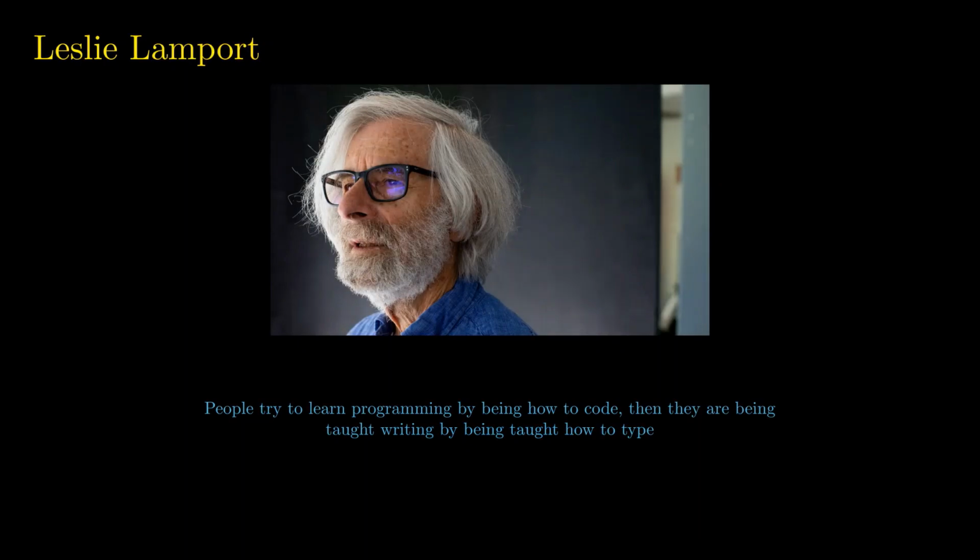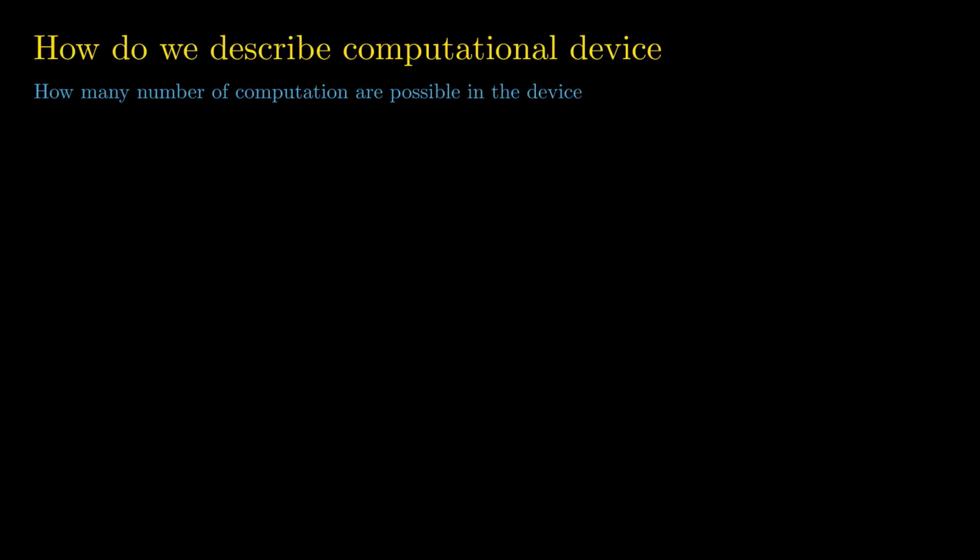I guess you know Leslie Lamport, ACM Turing Award winner. He said, people try to learn programming by being taught how to code. It is like being taught writing by being taught how to type. So rather than spending lots of time learning how to code, we should understand the idea of mathematics behind it.